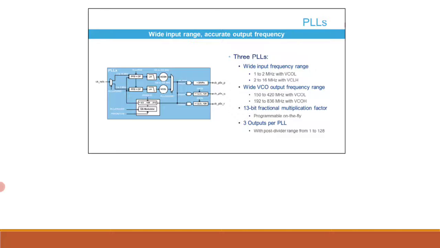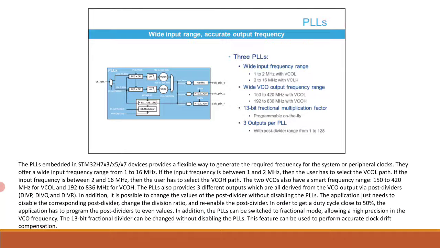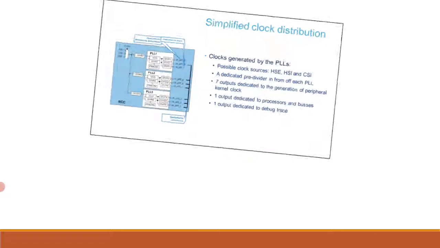We'll look into the simplified clock distribution in a while. Please make a note of it. So I need to say that PLLs share the same clock source, HSI, CSI or HSE. Each PLL has a dedicated pre-divider in order to adjust the reference clock for the PLL.